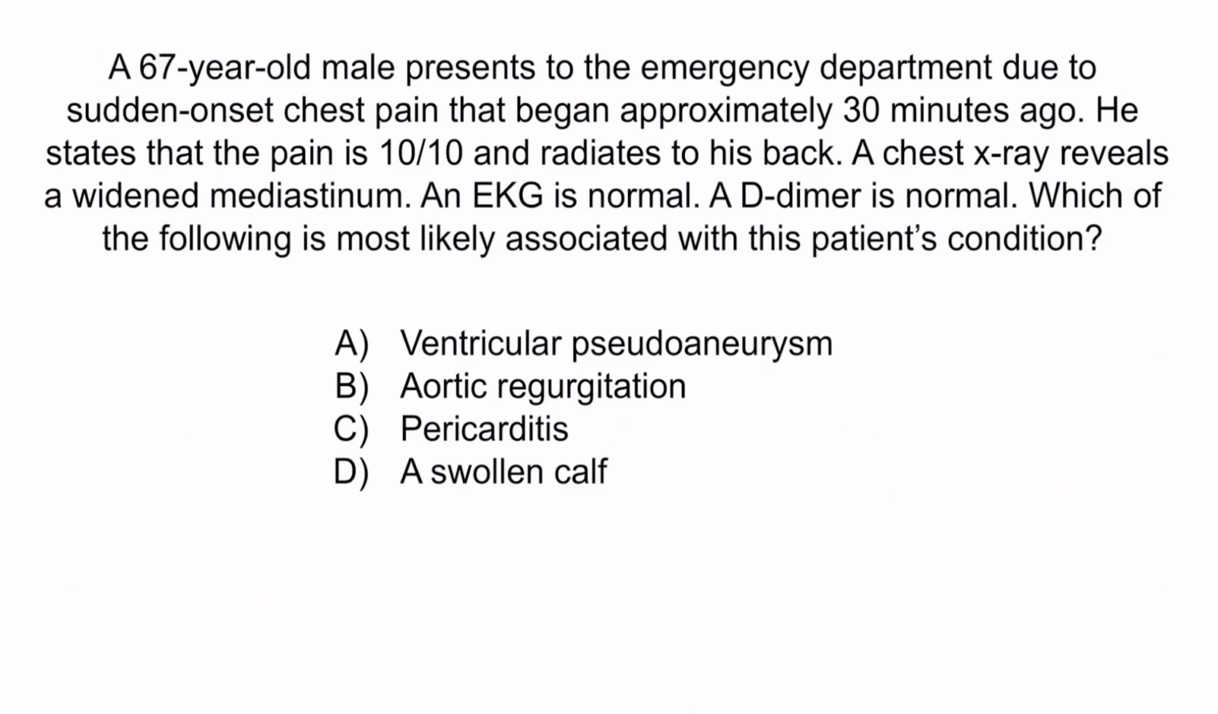A. Ventricular pseudoaneurysm. B. Aortic regurgitation. C. Pericarditis. Or D. A swollen calf. Okay, hopefully you notice that this patient has a classic aortic dissection presentation, including sudden onset chest pain that radiates to the back and a widened mediastinum. With this in mind, the correct answer is B.